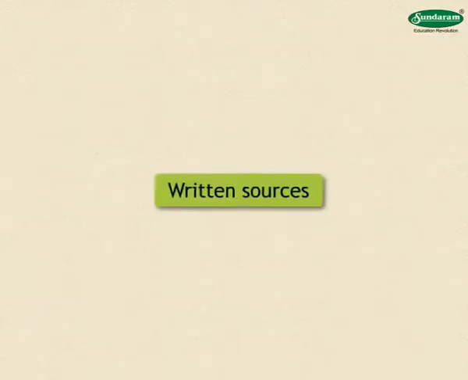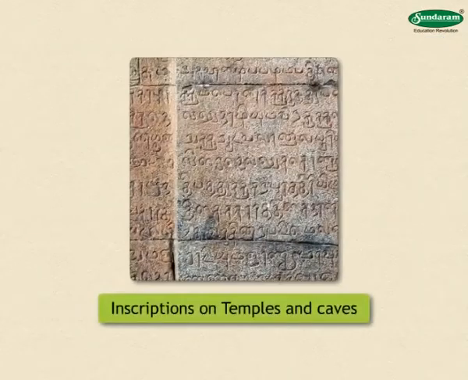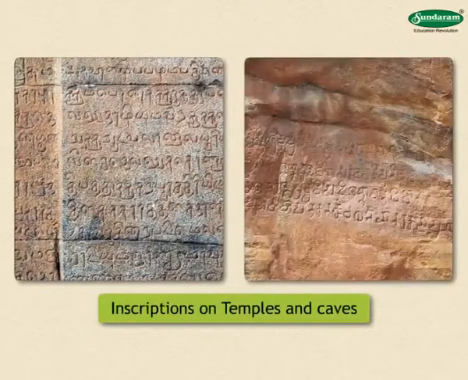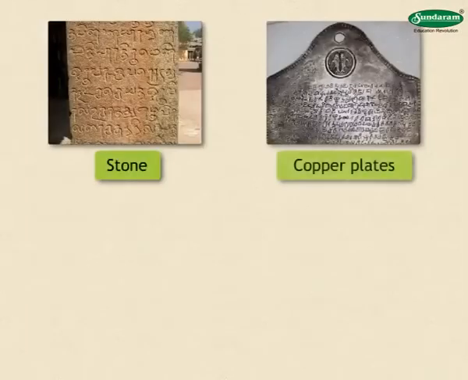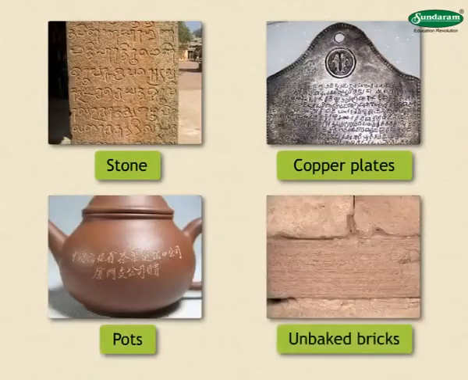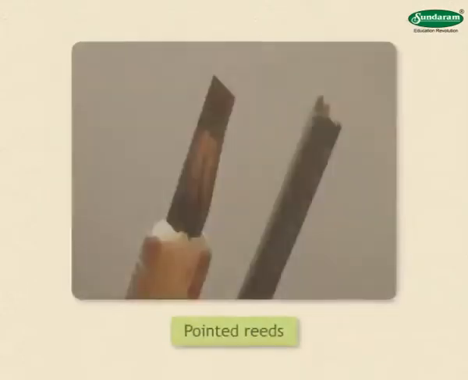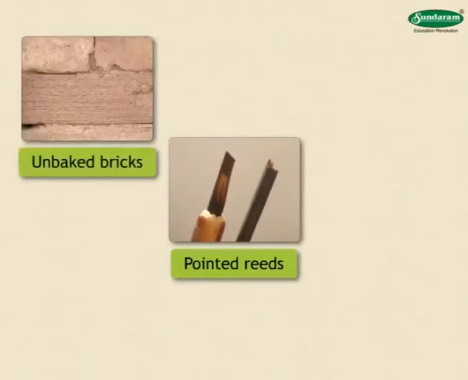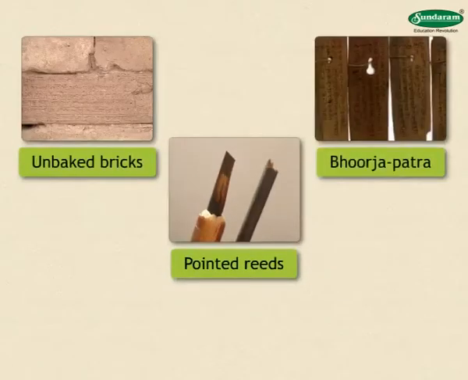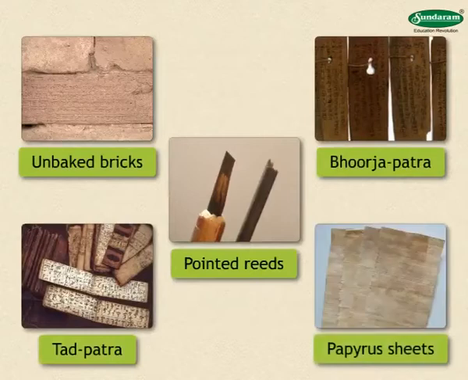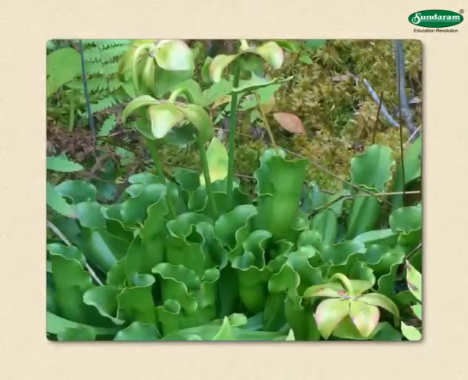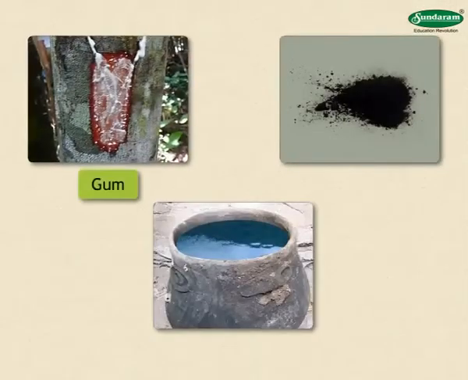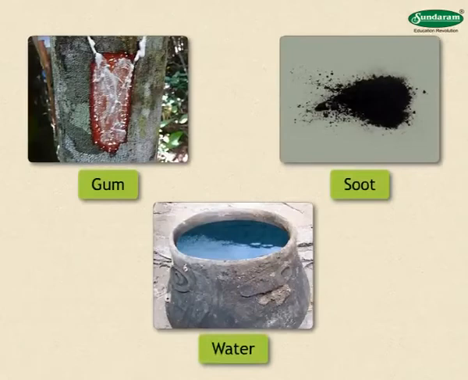Next is written sources. The inscriptions on the walls of temples and caves, the inscriptions on stone or copper plates, pots, unbaked bricks, etc. are included in written sources. Initially, man used pointed reeds to write on unbaked bricks, bhurjapatra, tadpatra, papyrus sheets, etc. He wrote using colors obtained from plants. Ink made by mixing together gum, soot and water was also used.